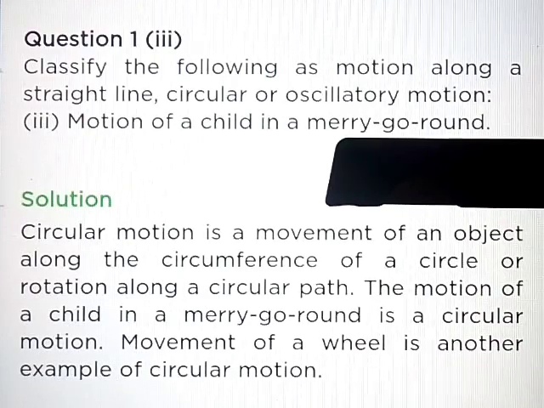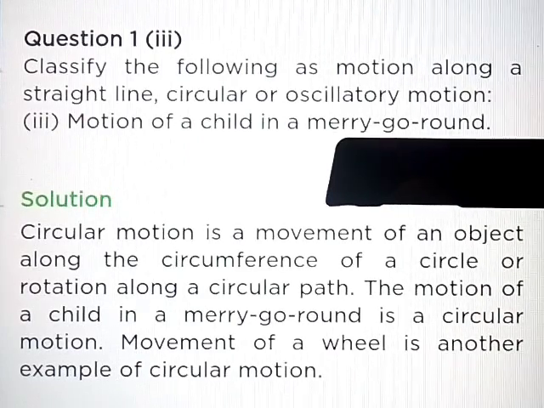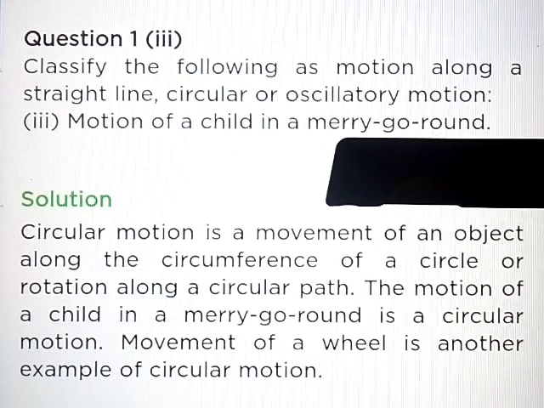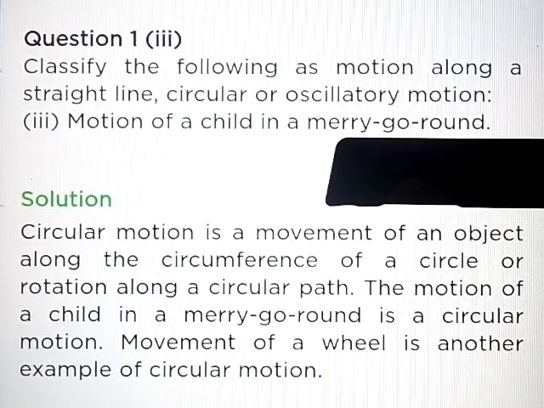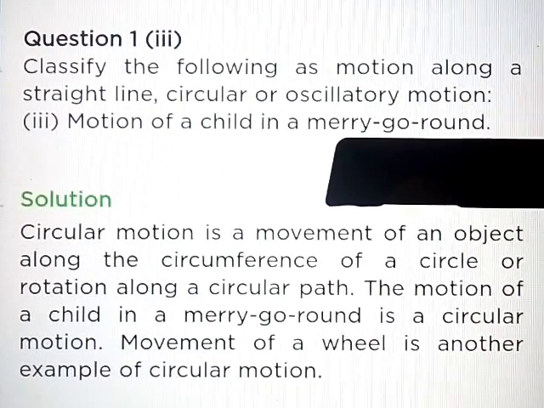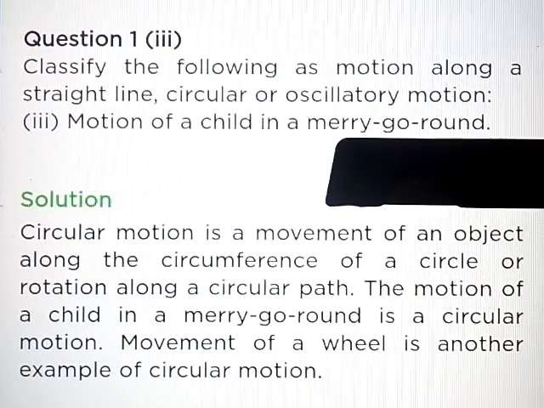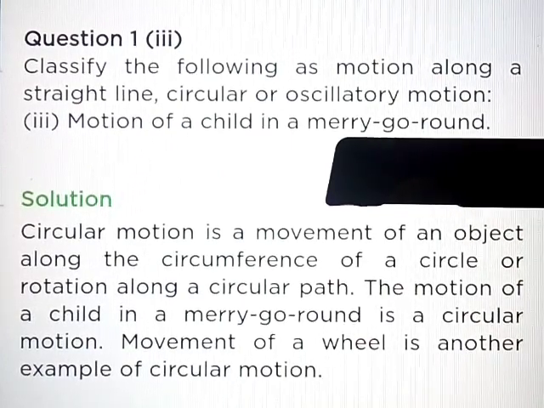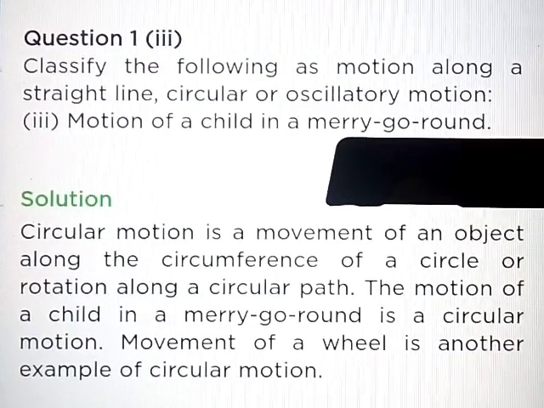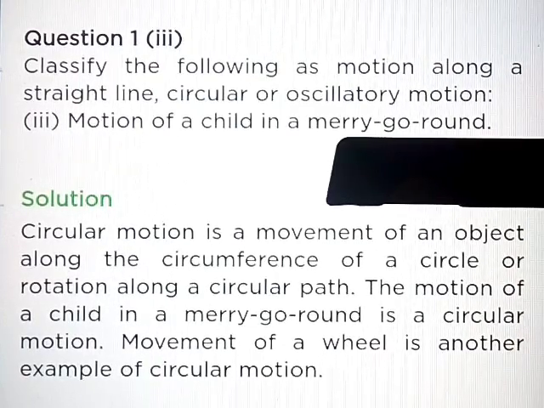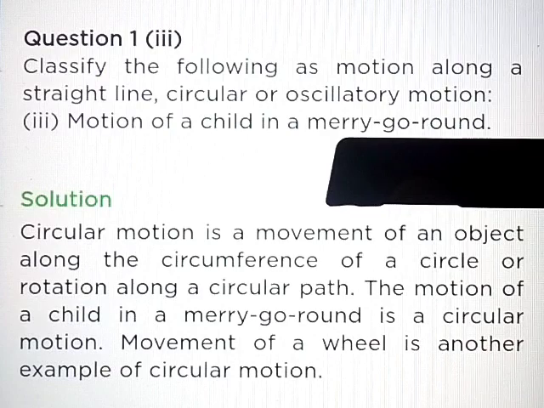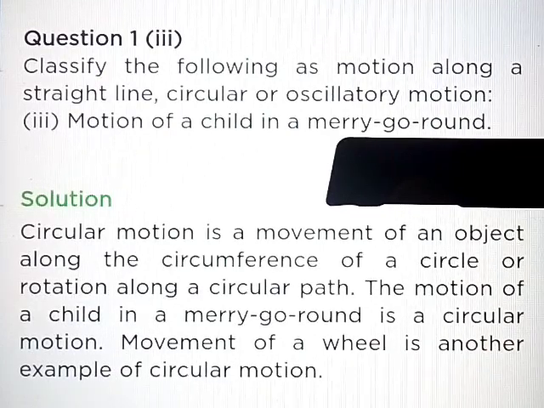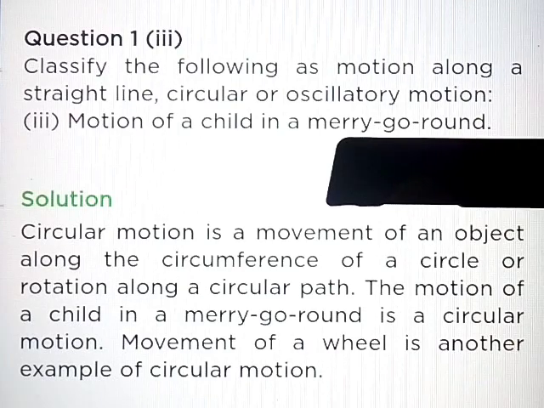Part C. Motion of a child in a merry-go-round. Answer. Circular motion is a movement of an object along the circumference of a circle or rotation along a circular path. The motion of a child in a merry-go-round is a circular motion. Movement of wheel is another example of circular motion.